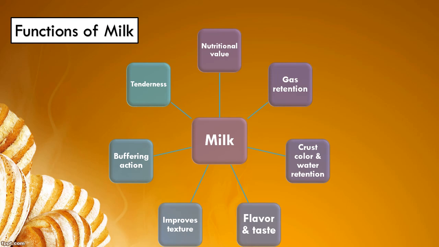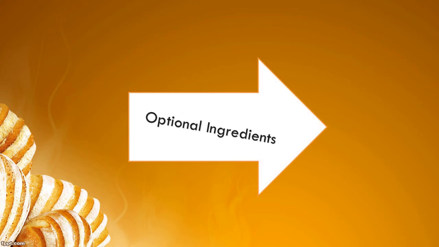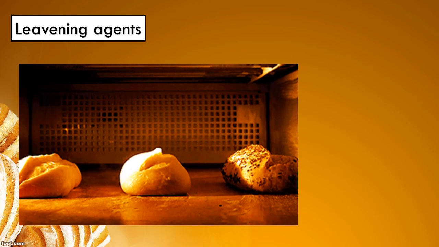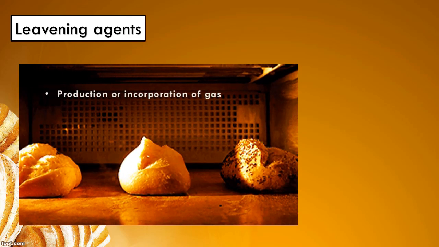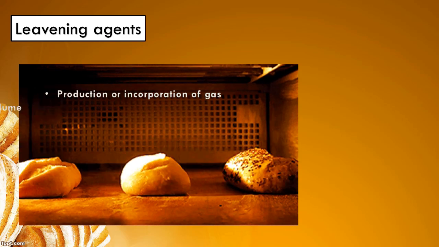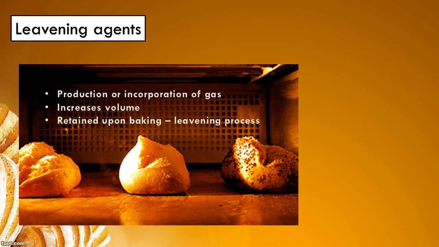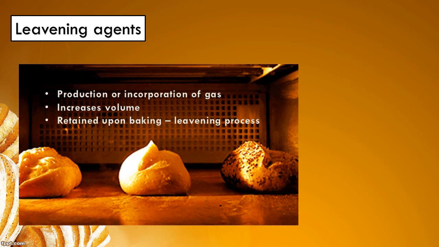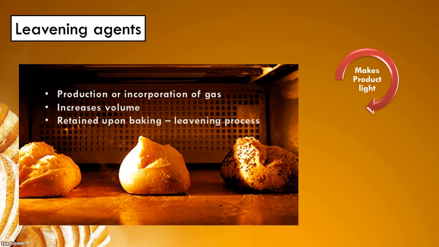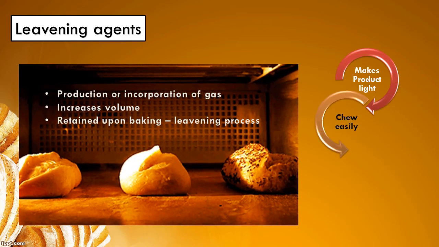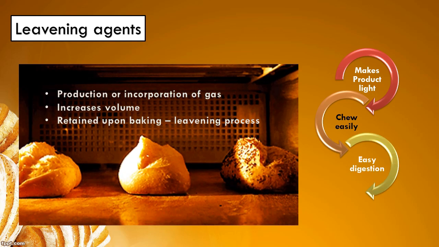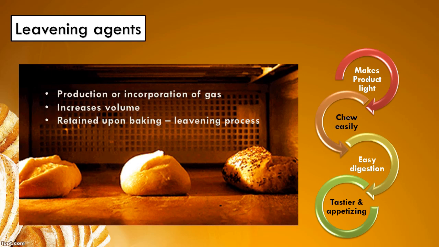So far, we have seen all about the essential ingredients, and now it's time to look into the optional ingredients. First, we have leavening agents. Leavening agents are used for the production and incorporation of gas into the product. They have the power of increasing the volume and will retain it throughout the baking process. Leavening agents make the product lighter, easy to chew, help in easier digestion and give tastier and more appetizing finished baked products.